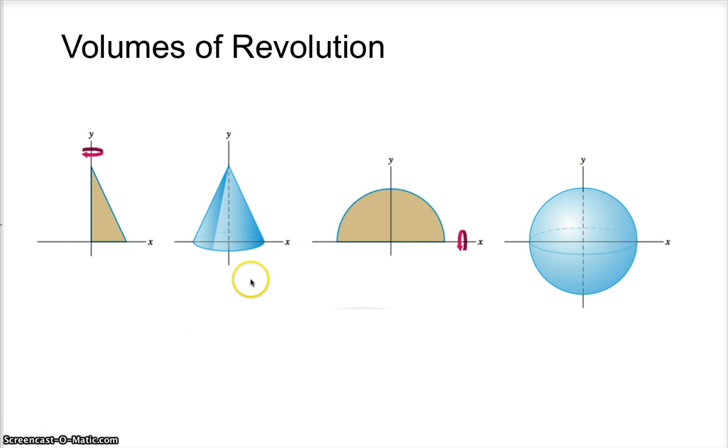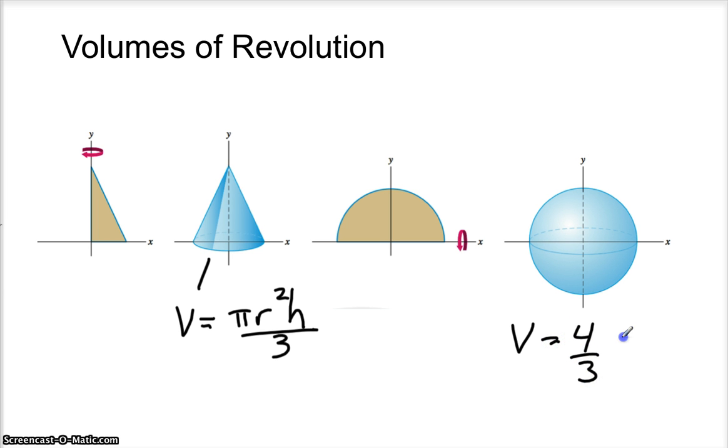Okay, so we know formulas. We can look these up, or we can recall them from grade 9. This one here was volume is equal to pi r squared h divided by 3. This one here was 4/3 pi r cubed.